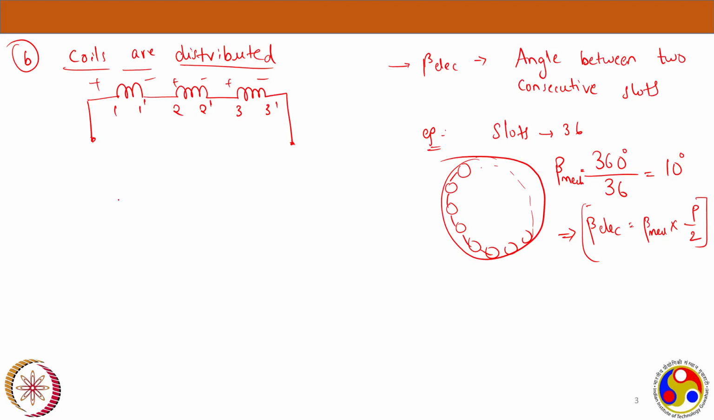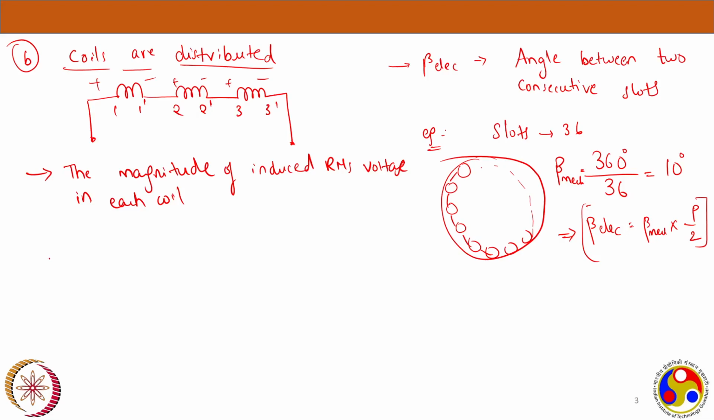It's beta. Now let's get back to our circuit, and I'm trying to calculate the magnitude of induced RMS voltage. This is the total resultant magnitude, but if you see the magnitude of induced RMS voltage in each coil, that will be the same, just as before in the concentrated or in the distributed. In each coil the magnitude of induced RMS voltage will be the same.